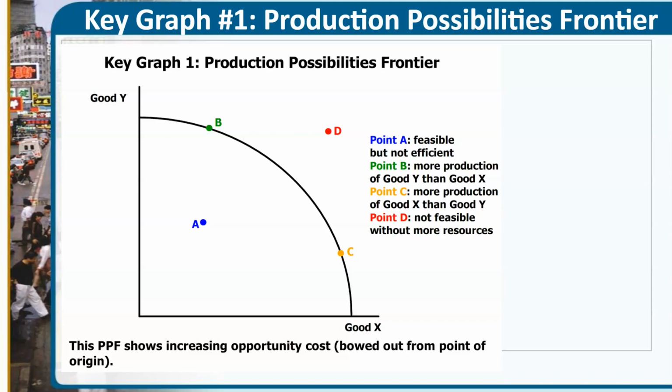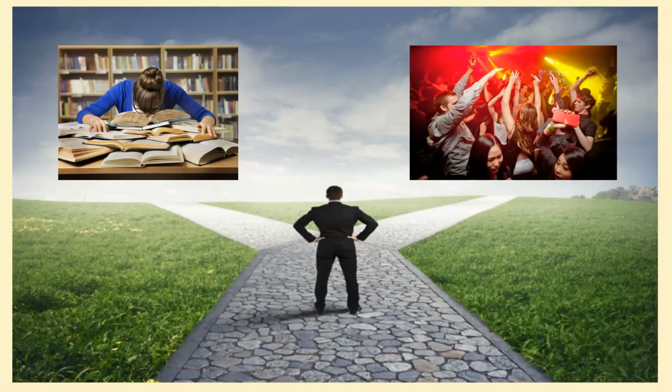Now, maybe 20 years from now, we'll have the technology such that this PPF will move outward to reach point D, and the new curve will actually be out here, intersecting point D at some point. But for now, point B and C are the only options we have. We can produce more of good Y at point B, or we can produce more of good X at point C. But we would be doing it at the expense of the other good when we're producing those. And that is the idea behind this.